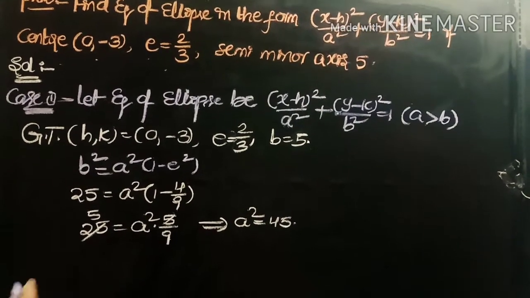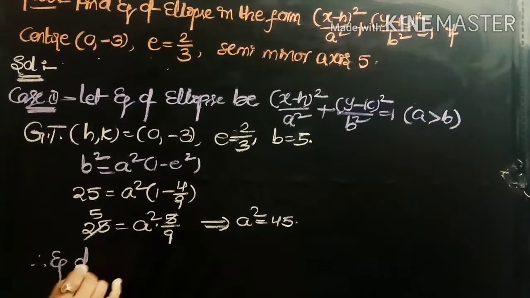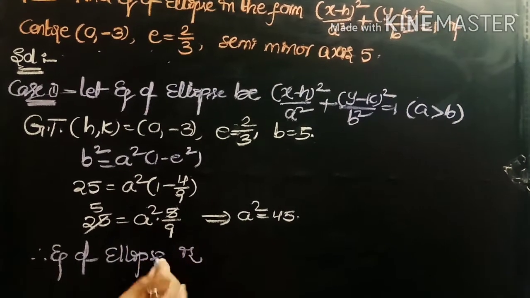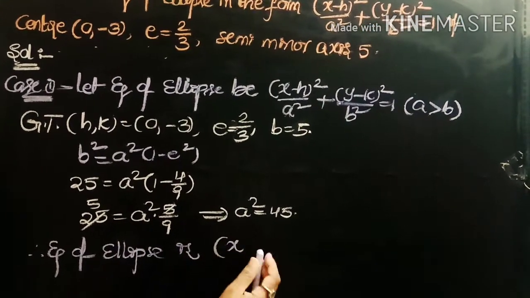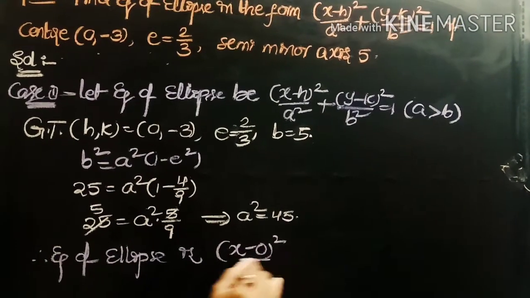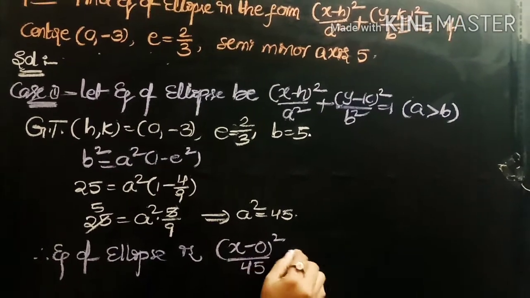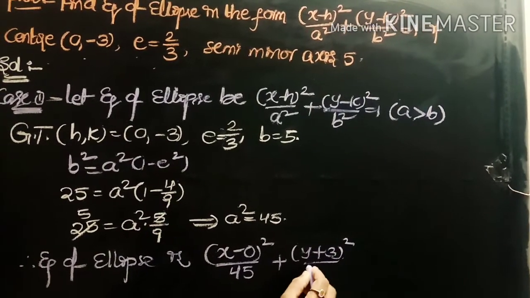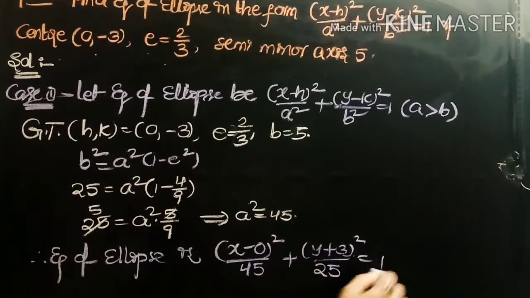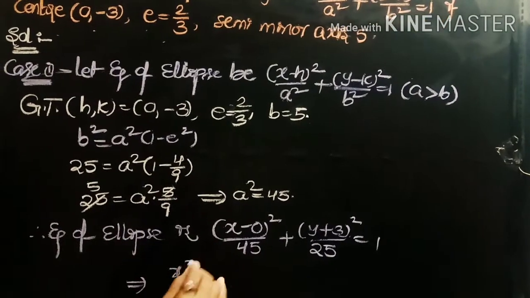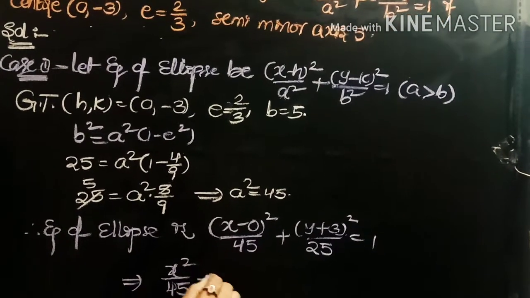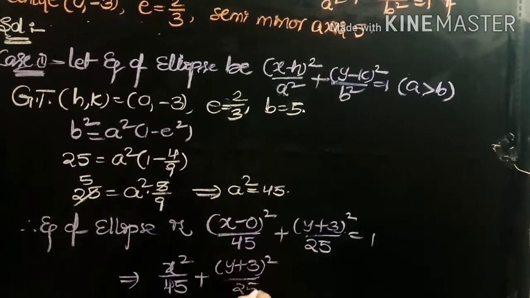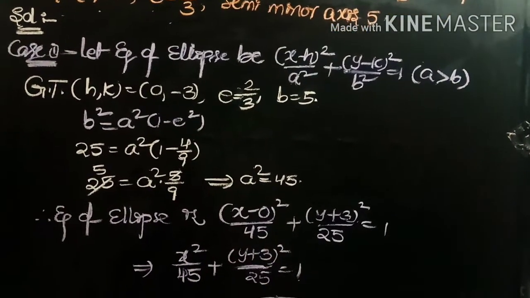Therefore equation of ellipse is (x minus h) whole square, (x minus 0) whole square by a square, 45, plus (y minus k) whole square, (y plus 3) whole square by b square, 25 equals to 1. That is x square by 45 plus (y plus 3) whole square by 25 equals to 1. That's all. This is the first case.